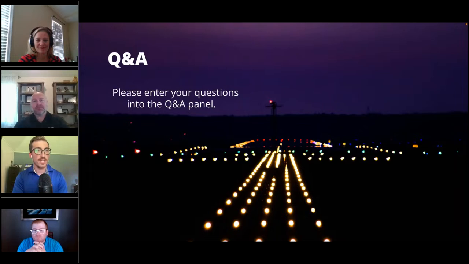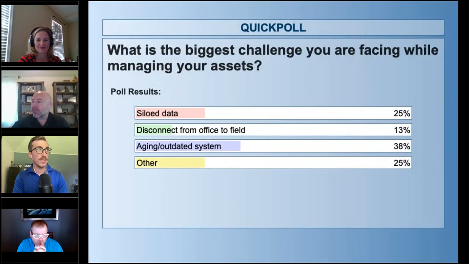I do want to share the poll that we had earlier, which shows some of the challenges that the people on our call are currently facing right now. And it seems like aging and outdated systems, about 38%, is one of the biggest challenges, and siloed data, that disconnect from the office to field, a little bit lower. And obviously other could end up being a lot of things, but any one of you can jump in and comment. If the aging and outdated system is the challenge, I guess maybe that's why they're here.